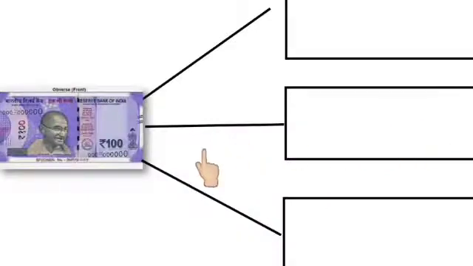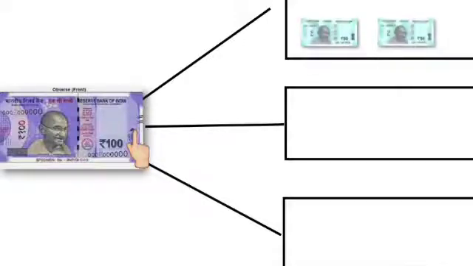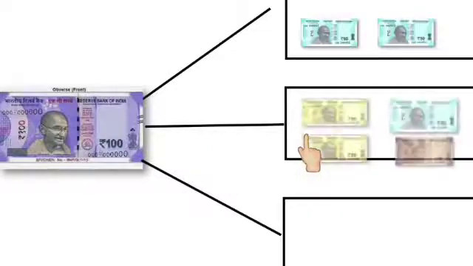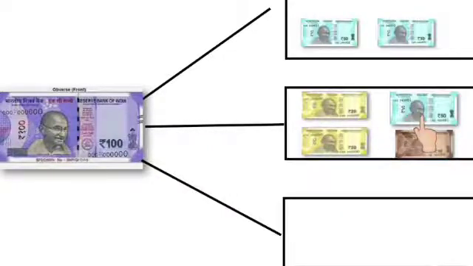Now here we will see different types of change, or we can make any combination of 100 rupees with different types of currency notes and coins. The first: 50 plus 50 is equal to 100. Like that, a 50 rupees coin, a 20 rupees coin and a 10 rupees coin together become 100 rupees.